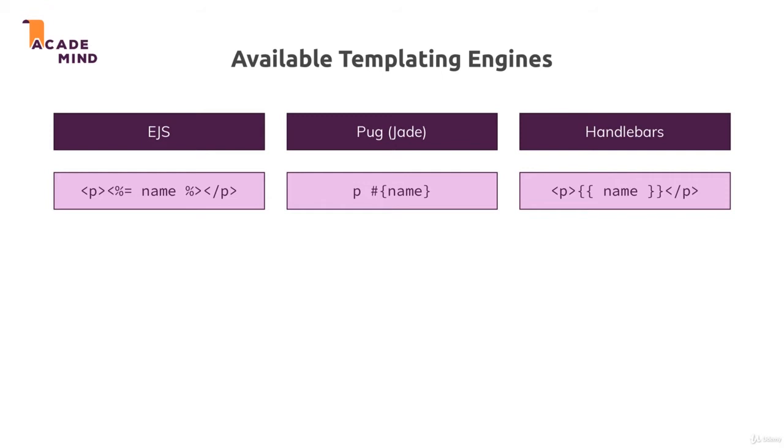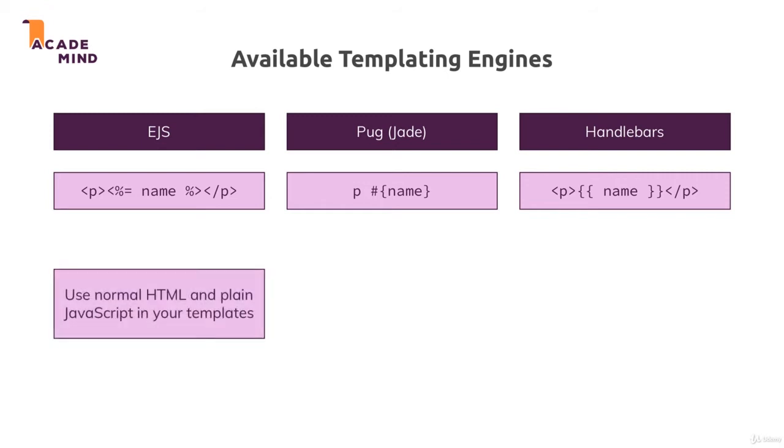Pug is the outlier here, which also uses a different HTML syntax. So a short summary would be: EJS, normal HTML, and then you got these placeholders, which allow you to just use plain JavaScript in them. So you can also write if statements, for loops.